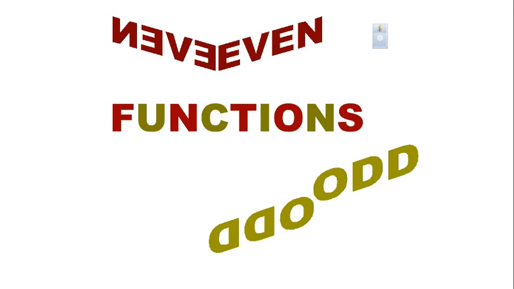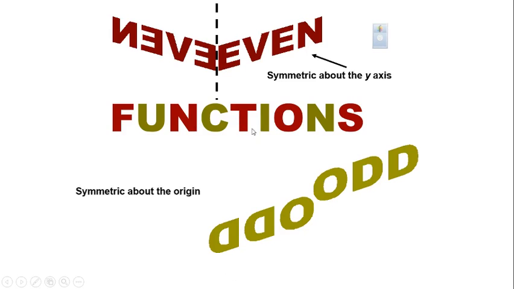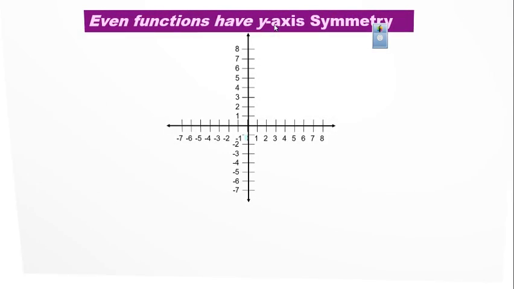For the next portion of our little exploration of graphs and functions, we're now going to talk about special types of functions, namely odd and even functions. An even function has y-axis symmetry. And an odd function is a function that has origin symmetry.